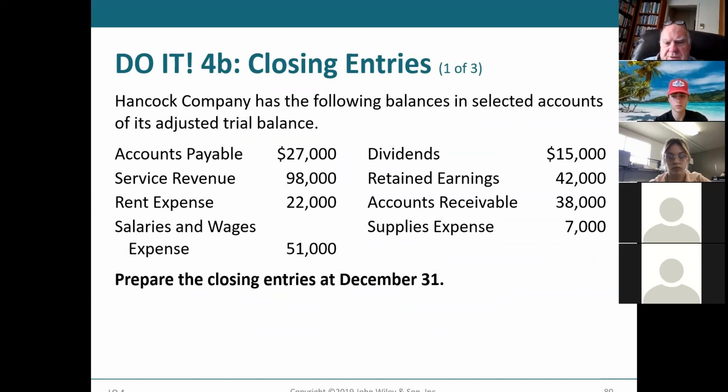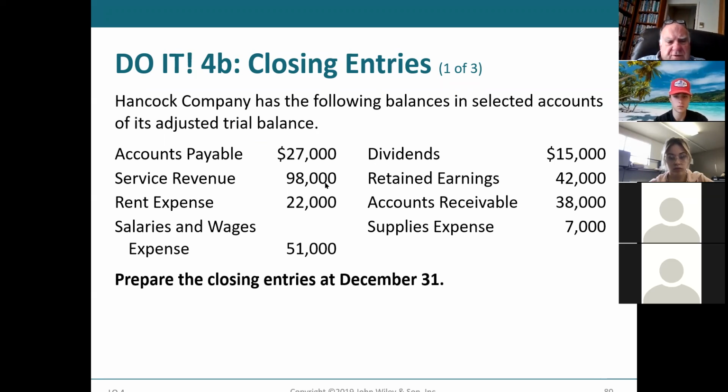Prepare the closing entries. Well, let's look at this. Haskell has the following balance. What do we close, did we say? Revenues and expenses. We don't close accounts payable. We do close revenue. We do close rent expense. Anything called expense we close, supplies expense. You never close accounts receivable. You never close retained earnings, and you do close the dividends.